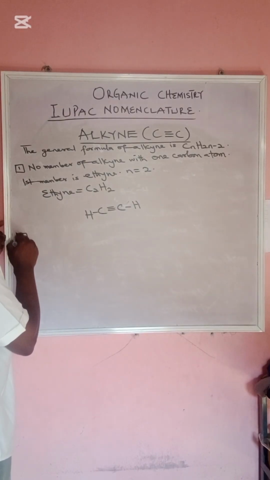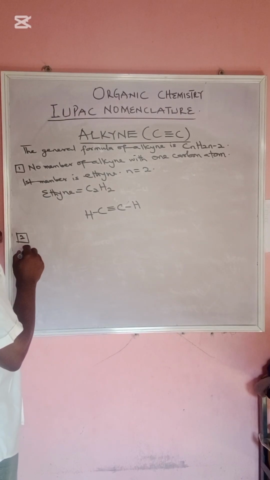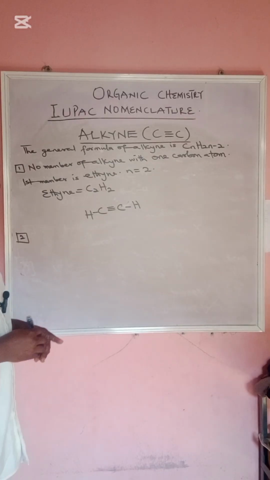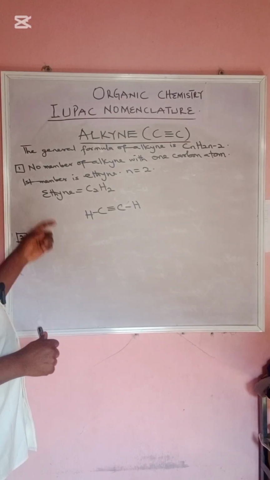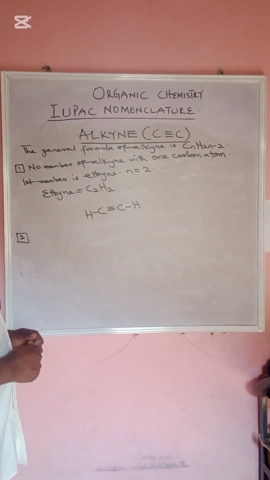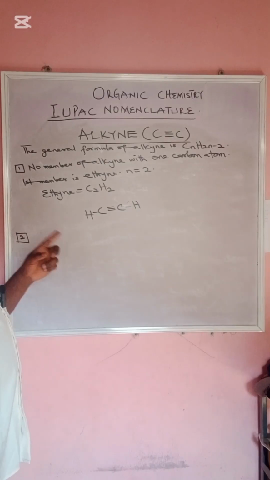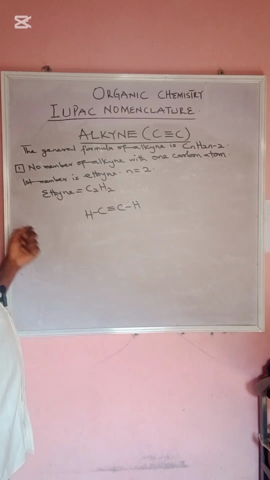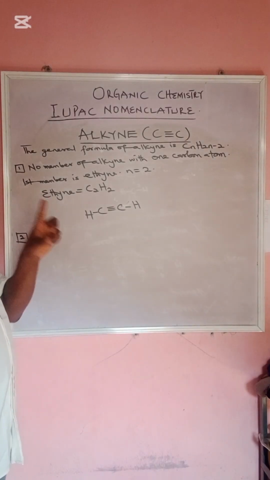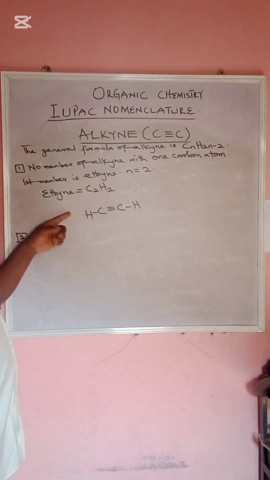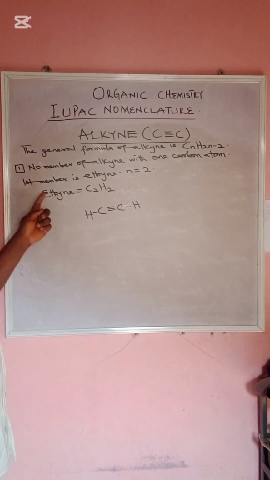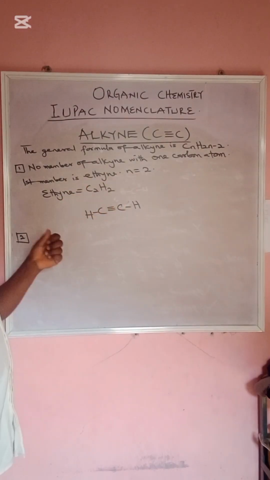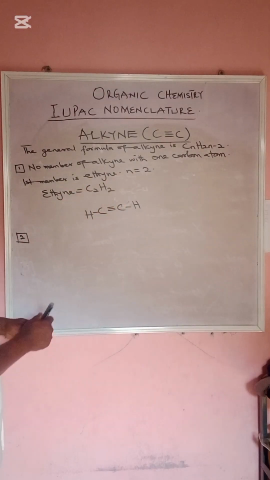So the second member of alkyne, be careful. Because what is the name? Give the name of the second member of alkyne. You know, it will be when n is equal to 3. Don't say the second member, then you move to ethyne. Ethyne is the first member. So no member of alkyne with one carbon and no methyne. So the second member is when n is equal to 3. So it will be propyne.